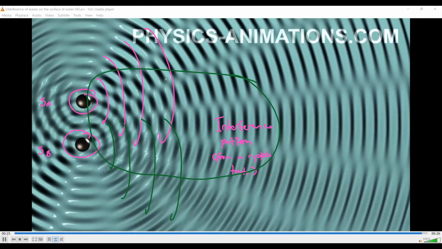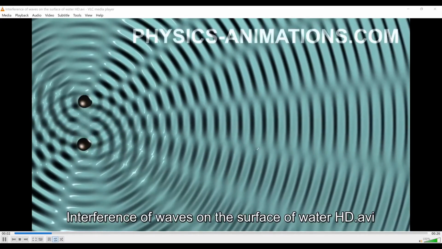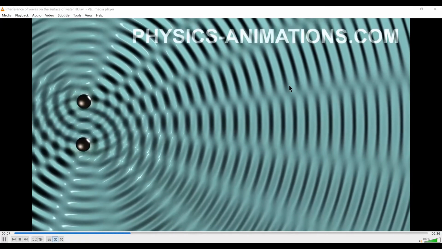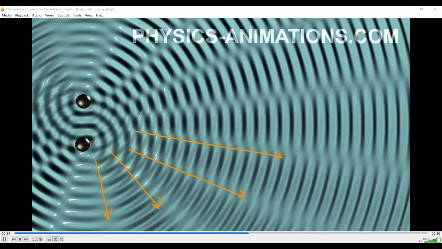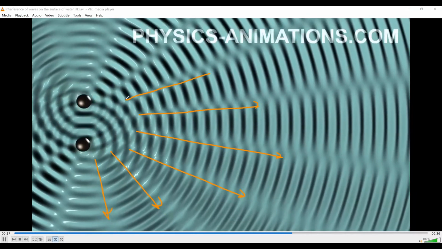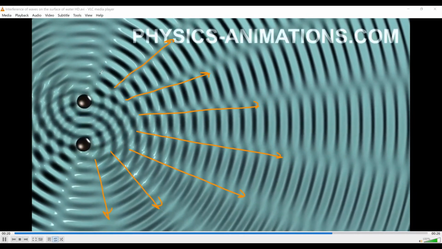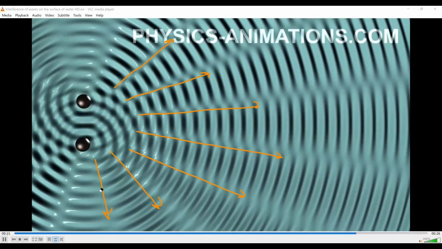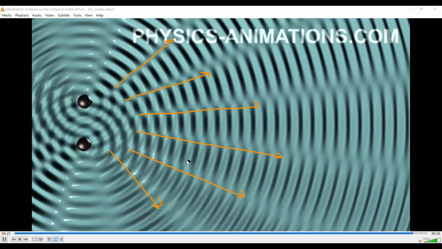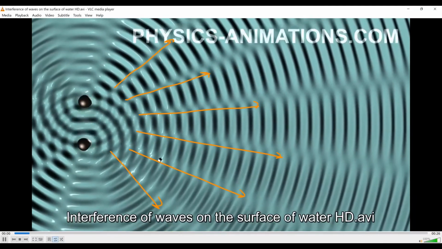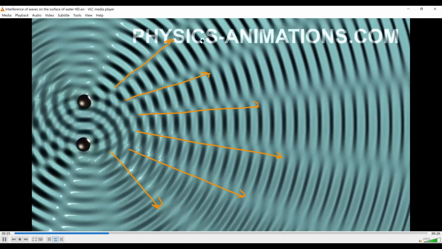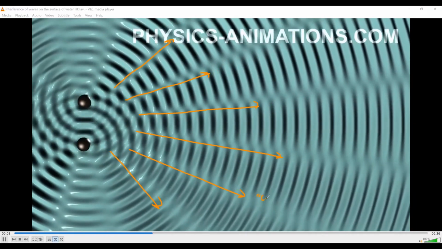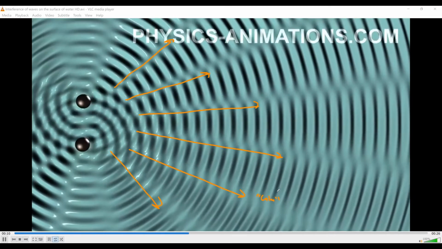You will notice that there are certain regions here that seem to be very calm. That one is this one, this one, this one, this one, this one, this one, and this one. Okay, so notice that the lines here that I drew, the waterways along those lines, don't seem to be wavy. They appear to be calm, like there's no waves at all.